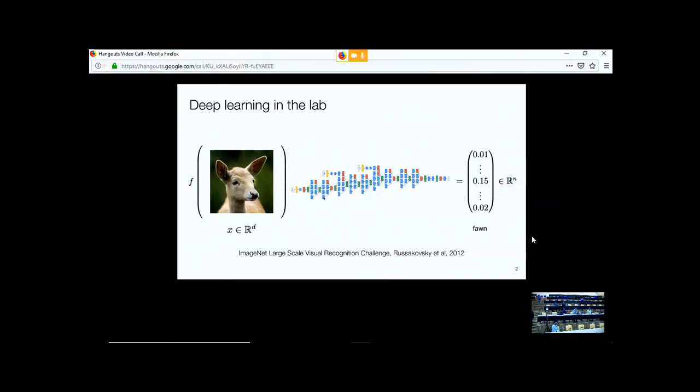And then we can apply this neural network function to it. This is a diagram of something called GoogleNet, which was the state-of-the-art image recognition neural network a few years ago. And at the output of this neural network, we get a vector of probabilities. What people have shown is that if you have really big data sets, then we can train these neural networks such that their probability vector has the highest probability at the right class. So this is a fawn. That's this animal here.